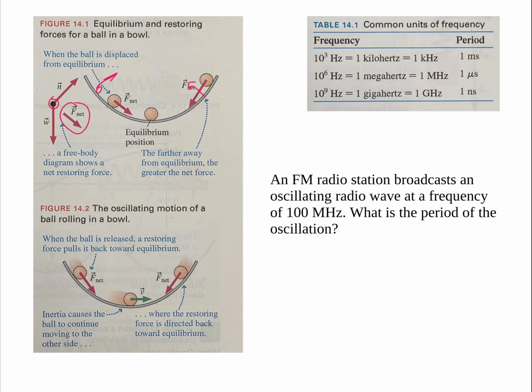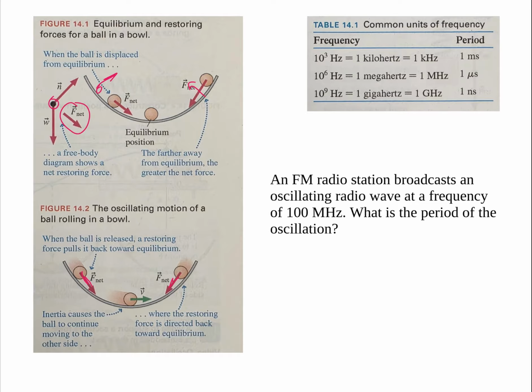When we get down to the bottom, the F net is which way? It doesn't exist. Yeah, there is no F net here because the only forces acting on this are the weight down and the normal up, and they balance each other out. So the F net is gone. But as soon as we start to climb up the other side, the F net starts to come back. Okay, so the oscillating motion of a ball rolling in a bowl, figure 14.2 now, we can see that the F net is this way on that side, but once we go up the other side, the F net is this way. And in the middle, we do have a velocity, but we do not have an F net.